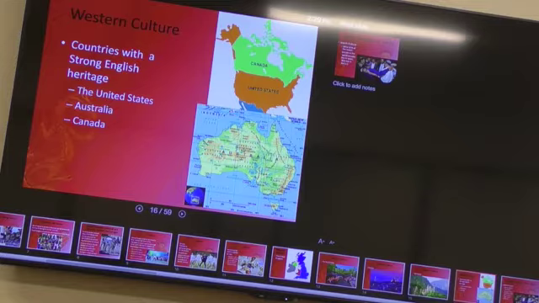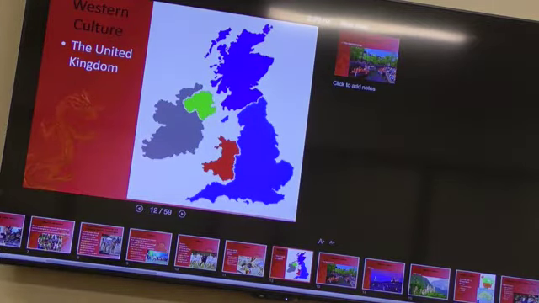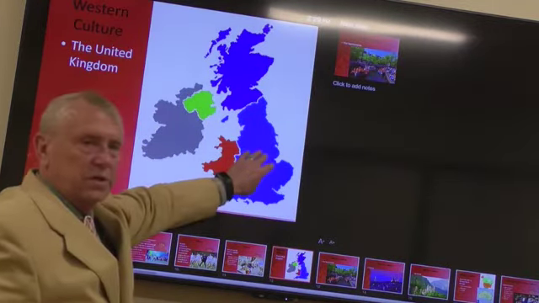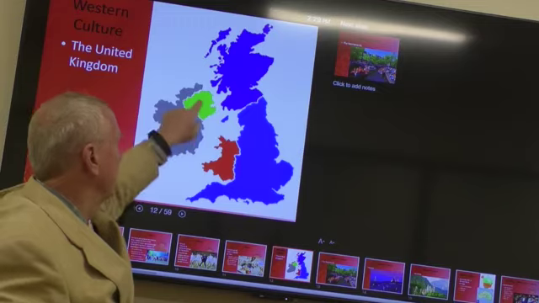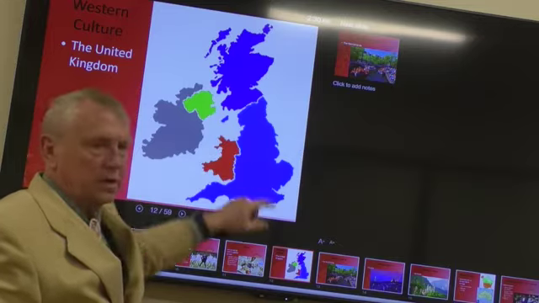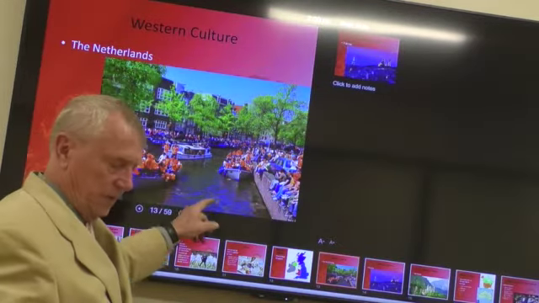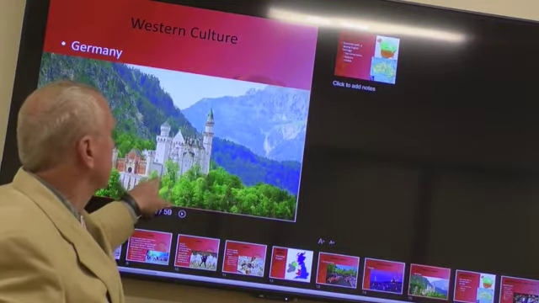Countries with a strong English heritage: the United States, Australia, and Canada. Of course, England as well. This is part of the Western culture. So when we talk about the Western culture, this is what we're talking about. If you look at the ancestry that I have, the United Kingdom, I have English ancestry, and I have Irish ancestry. I don't have Scottish, I don't have Welsh, I don't have Northern Ireland. Well, Northern Ireland is mostly Scotland. But I have Irish, and I have English. I don't have Dutch. I have French ancestry, and I have German ancestry.